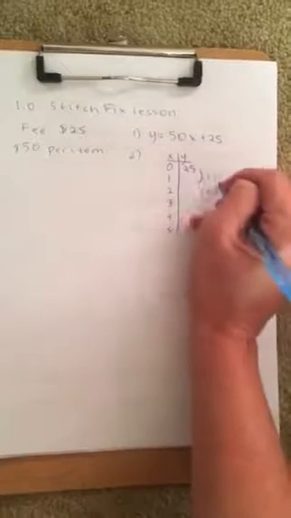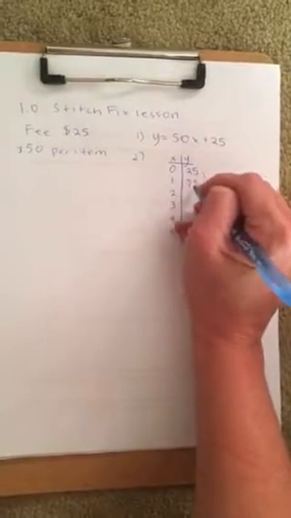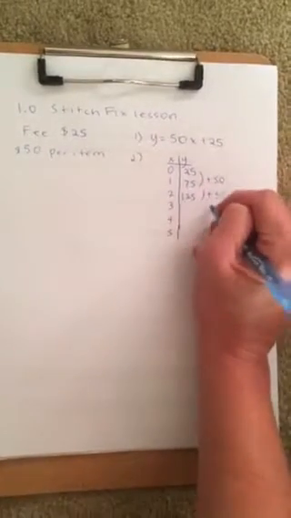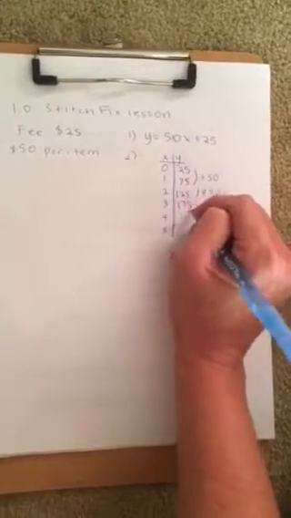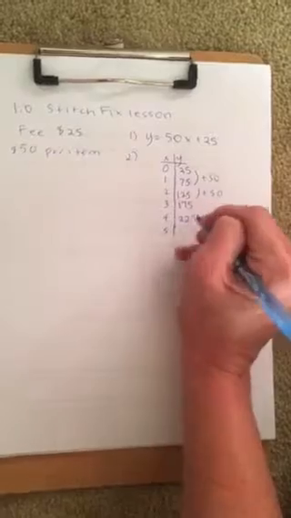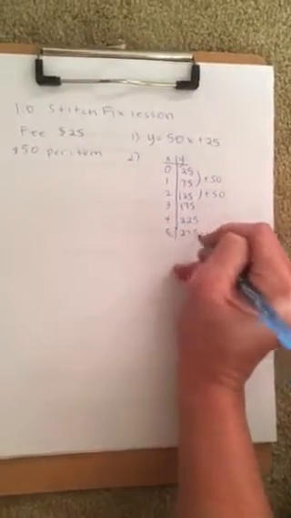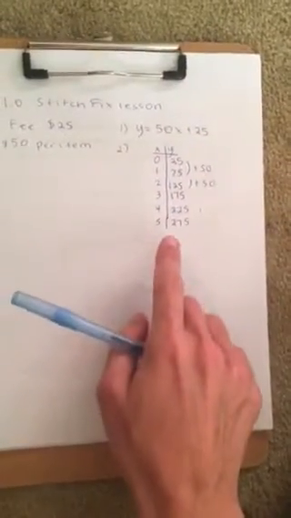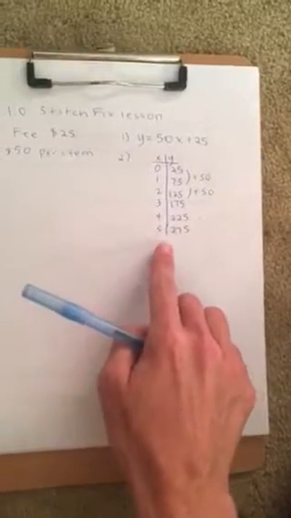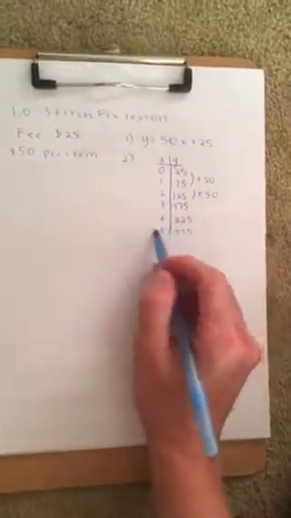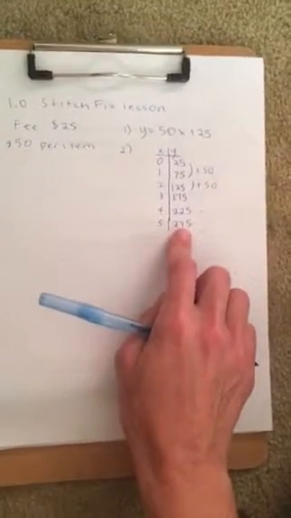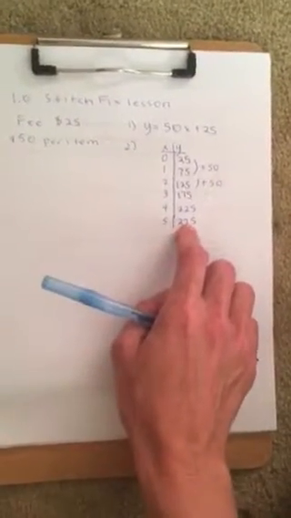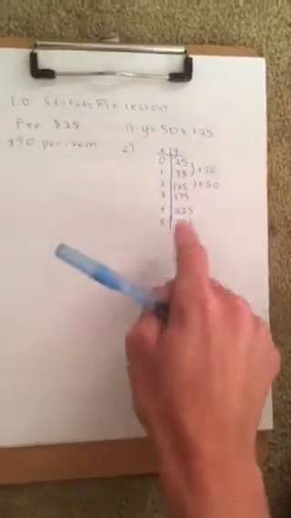So 25 plus 50 is 75. Plus 50 is 125. Continually up. Plus 50 is 175. 225. And then 275. So in order to get a Stitch Fix box and buy all 5 items, the cost is almost $300. It's so expensive. So we talked about that worth.